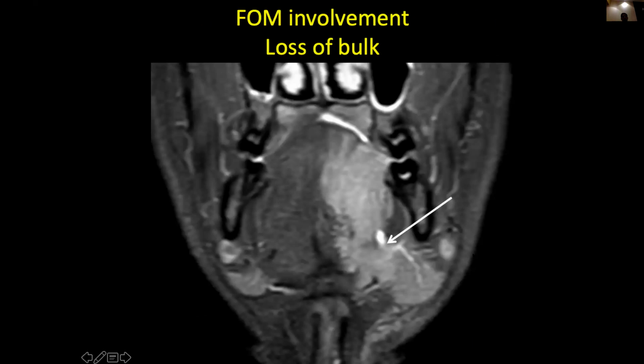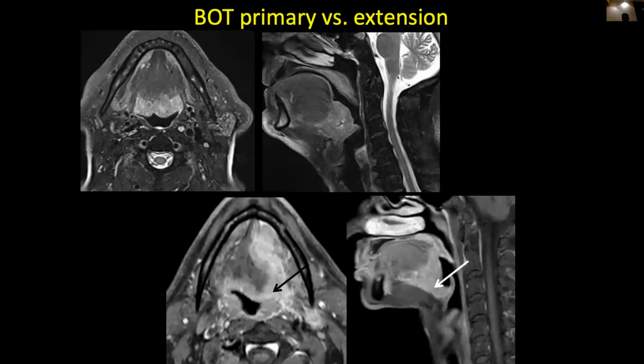The floor of the mouth involvement, as I said, you have to appreciate the mylohyoid sling. The moment the mylohyoid sling is involved, the disease is extending into the submandibular space, and you can see a necrotic node also at the level 1B. This is an example of a floor of the mouth involvement.